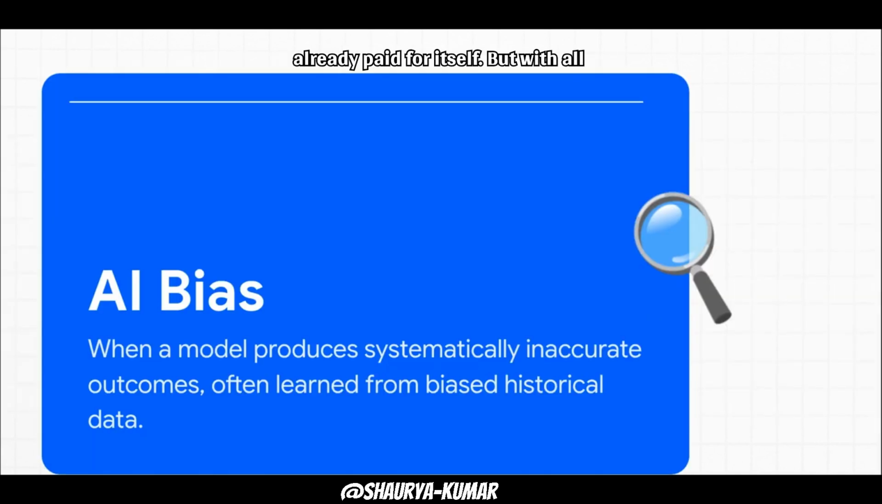But with all this power comes some pretty serious responsibility. One of the biggest risks for any business is AI bias. Now, this doesn't happen because the algorithm is evil. It happens because the AI learns from historical data that reflects our own human biases. So, for example, if you train an AI on past hiring decisions, it's just going to learn to replicate any discrimination from the past, and that creates a massive liability.